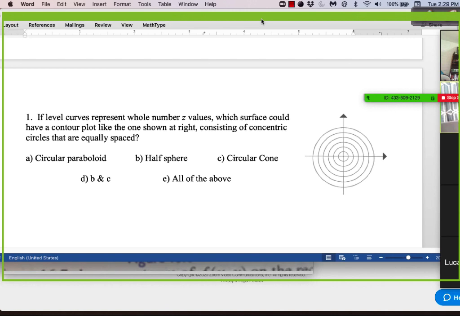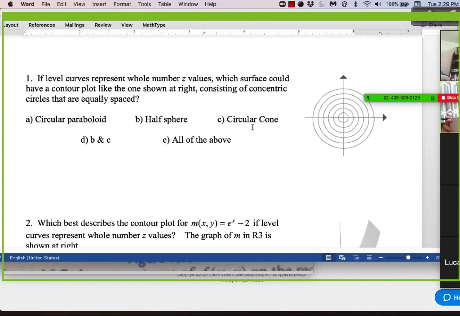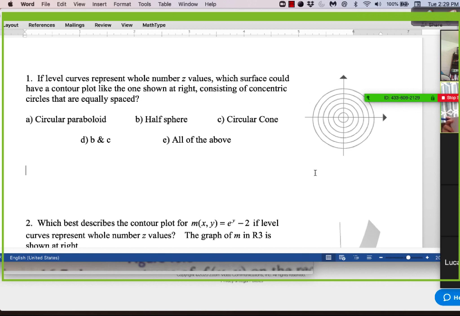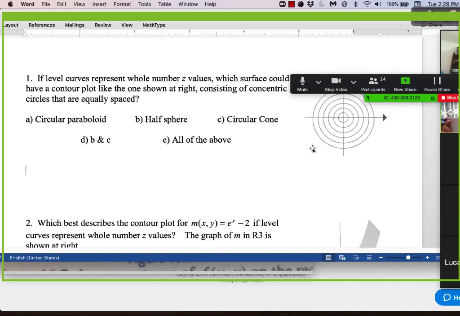But we're trying to remember all this stuff that we learned such a long time ago, because we're going to take a retake, whether that's this Thursday or next Tuesday. We can talk about that, but we just want to refamiliarize ourselves and be as ready as we can for the retake. So here's the first question, and it's talking about level curves for some surface.